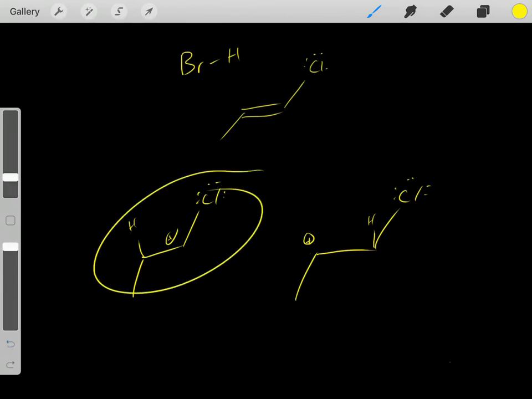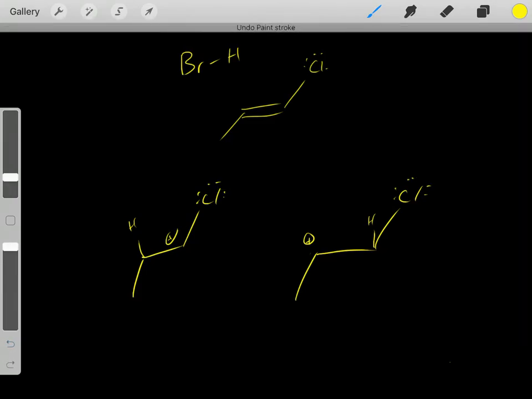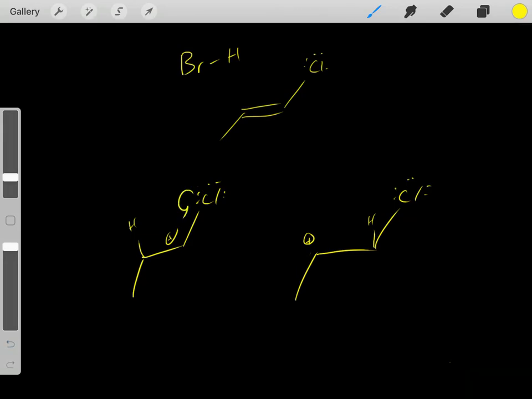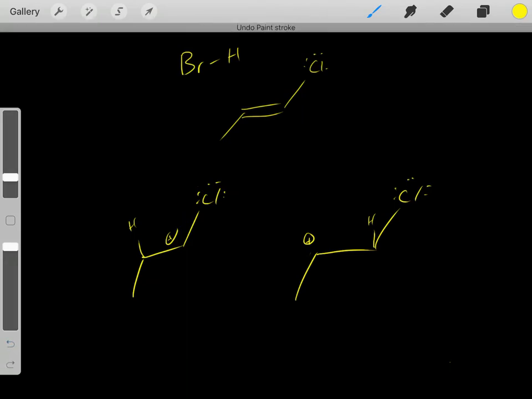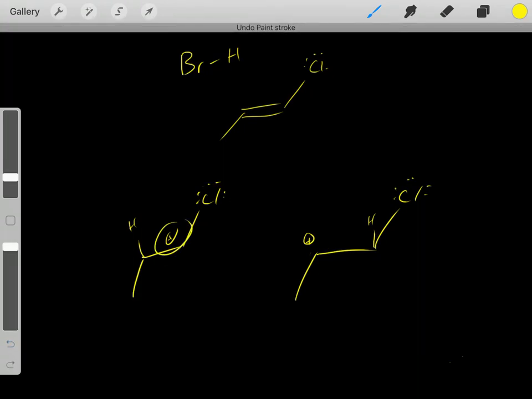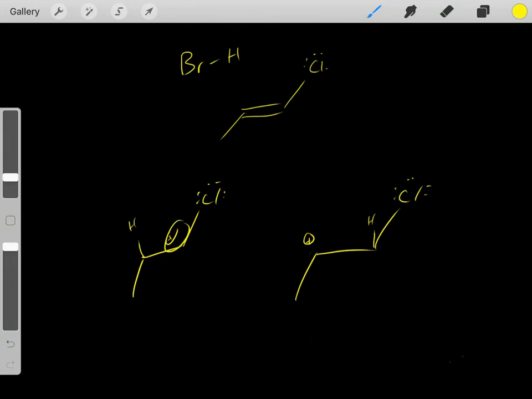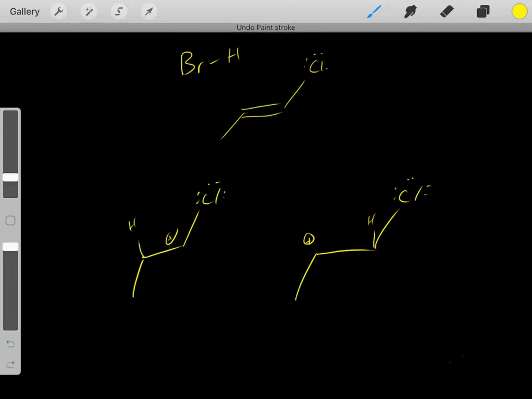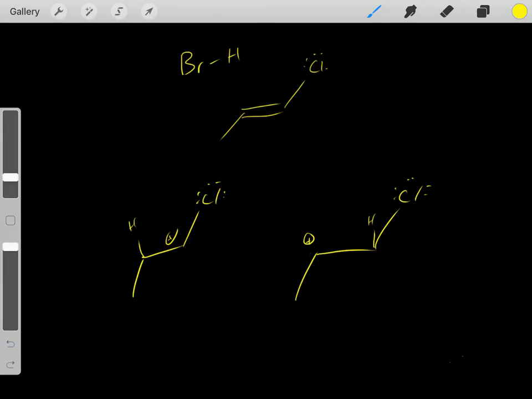However, we have resonance with this carbocation. These electrons can scoop down, forming a double bond, spreading that positive charge partially onto this chlorine. So therefore, this carbocation is more stable, because even though the other has electron donating properties, this has resonance stabilizing the positive charge, which spreads out that positive charge over a larger region. So therefore, this carbocation is more stable.